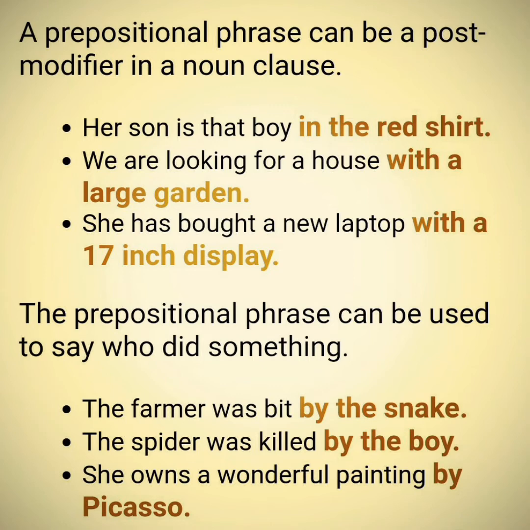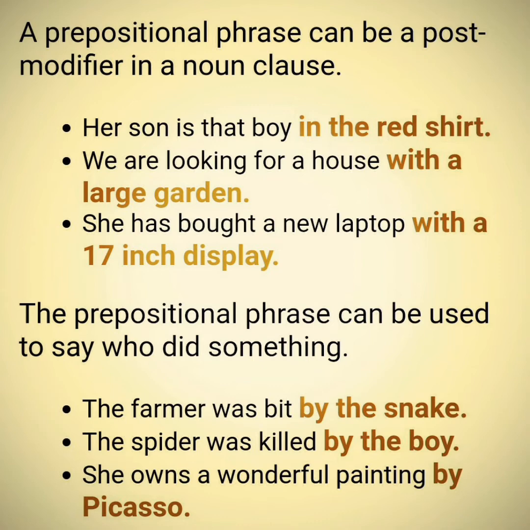The prepositional phrase can be used to say who did something. The farmer was bit by the snake. The spider was killed by the boy. She wants a wonderful painting by Picasso. Here, by the snake, by the boy, by Picasso are prepositional phrases. They say who did something.